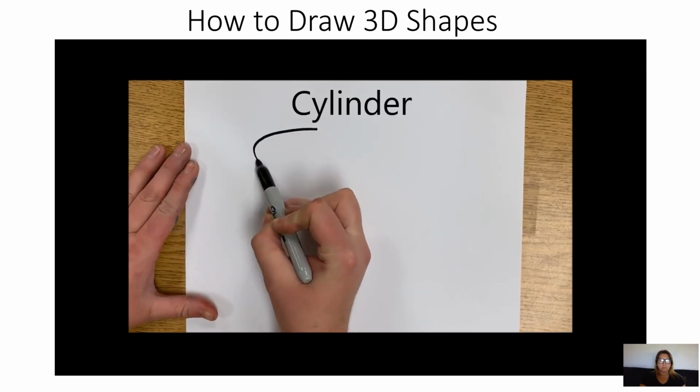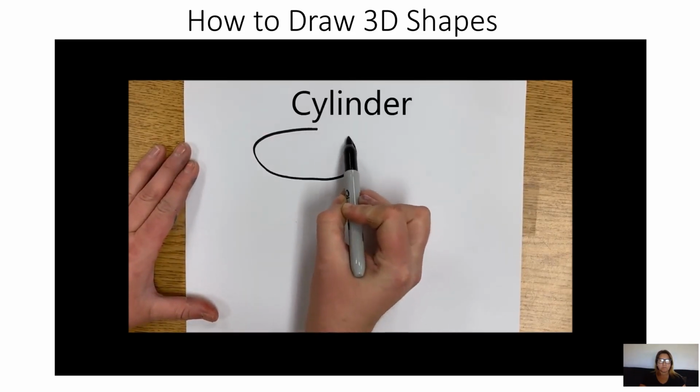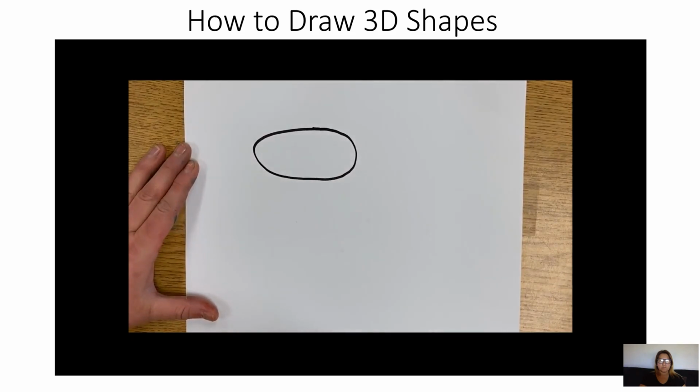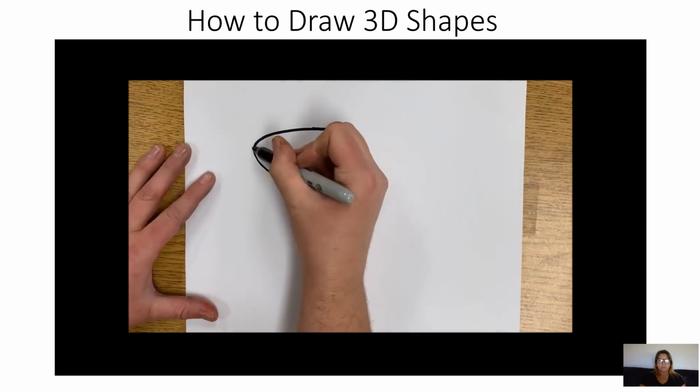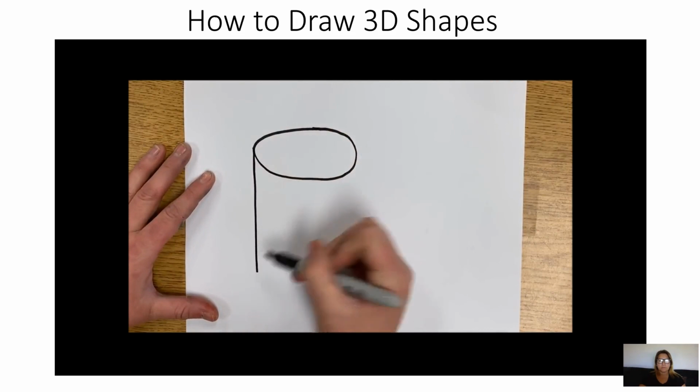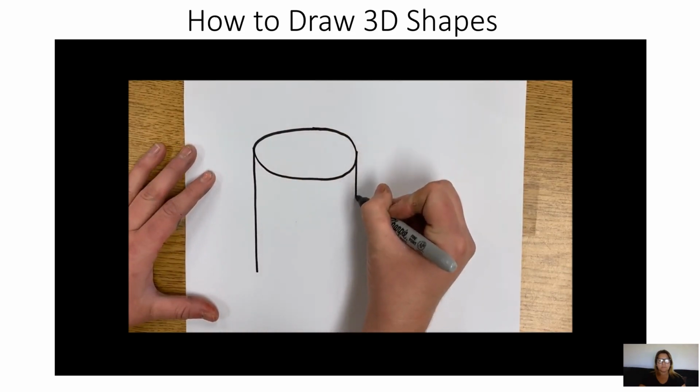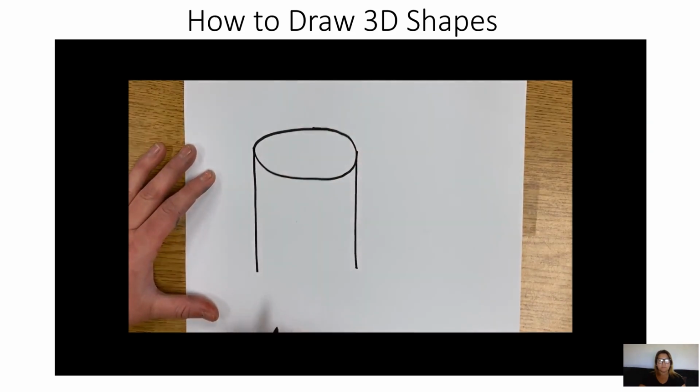Next, we're going to draw a cylinder. I'm going to show you two different ways. The first way is start off with an oval. Then you're going to draw two lines straight down from the very edges of the oval. Then you're going to connect just like we did with a cone with a big curved smile line. This is like a can.